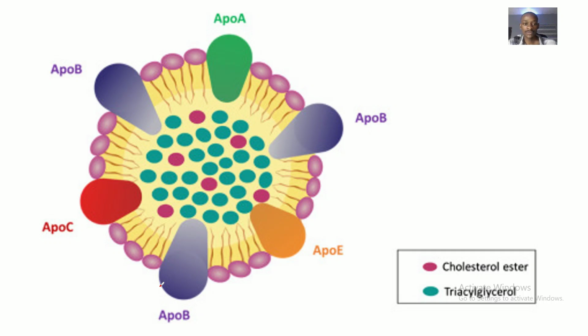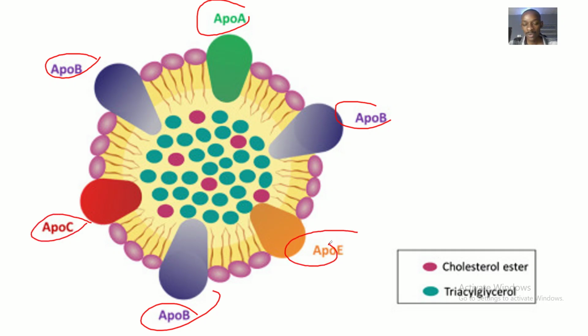Here we can't draw, but at least I brought this image so that you can see what an apolipoprotein looks like. An apolipoprotein is not really a single molecule, it's a part of a lipoprotein. So for you to actually draw an apolipoprotein, you have to draw the lipoprotein, then include the apolipoproteins in it. From here you can see apolipoprotein A, apolipoprotein B, then apolipoprotein C and apolipoprotein A. So this is how the drawing looks.